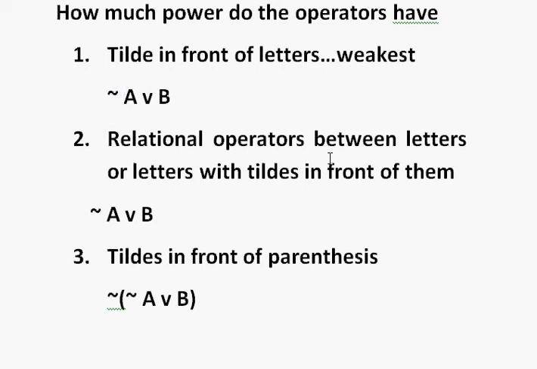In this case, for example, tilde is always the weakest if it's in front of individual letters, because all the tilde does is control this A. That's the only thing it's controlling. Okay? So it's the weakest. It controls one letter. And if it's in front of an individual letter, it's the weakest.